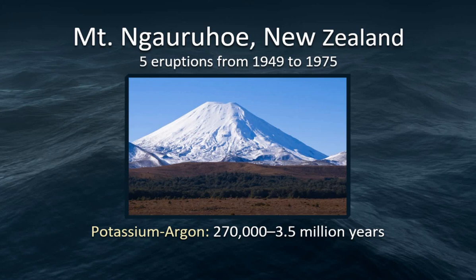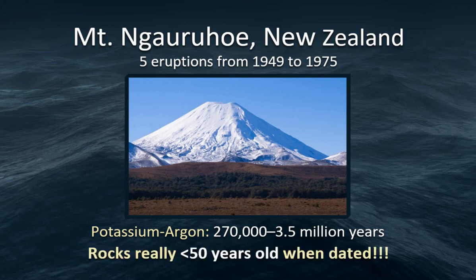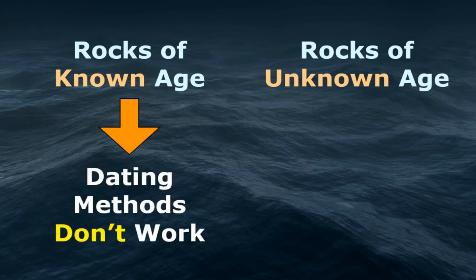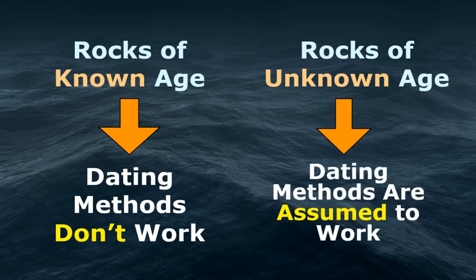So we have a major problem with these dating methods, because the rocks were less than 50 years old when he pulled them from the eruption and went to have them dated. So if we have rocks of known age, like Mount St. Helens in New Zealand, and the dating methods don't work, how can we trust them when they say rocks of unknown age are dated, and the dating methods are assumed to work?